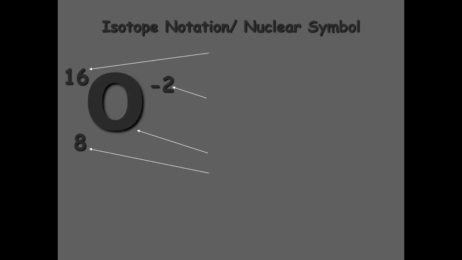So let's talk about isotope notation, or nuclear symbols. So this right here is a nuclear symbol and how you write one out. So let's look at what the different parts are. In the bottom, you're going to have your atomic number, and this is the number of protons in an atom. Up at the top, you're going to have your mass number, which is the number of protons and neutrons in an atom. We always round it to a whole number.